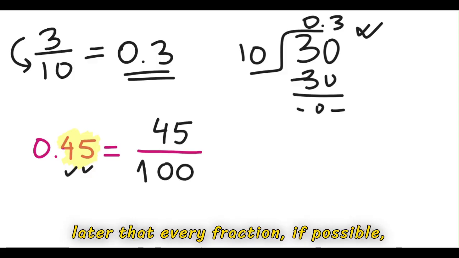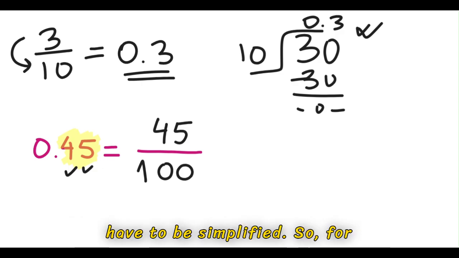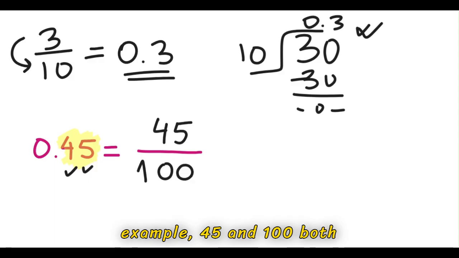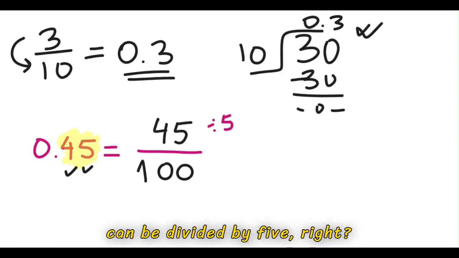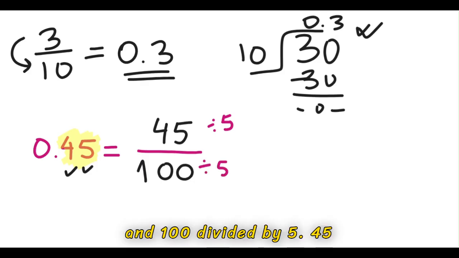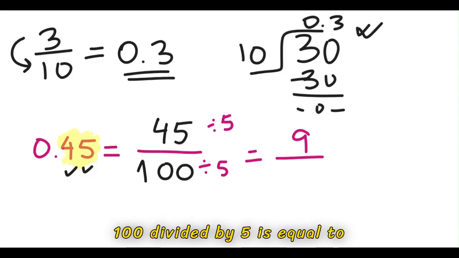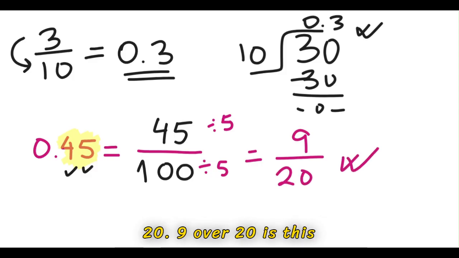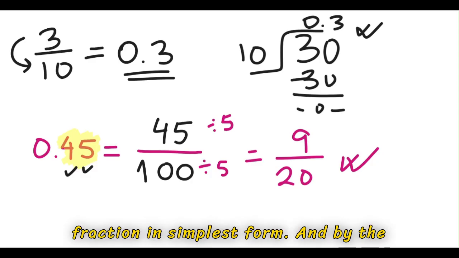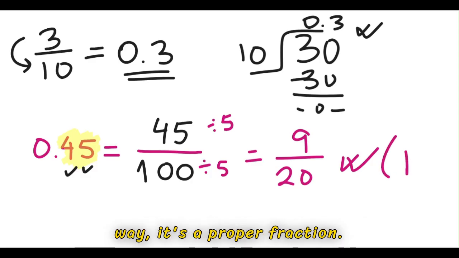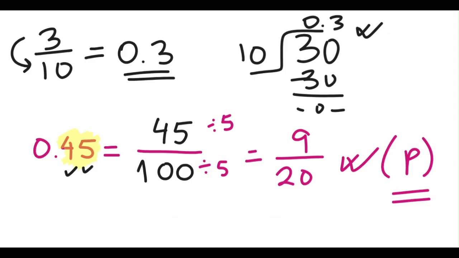Now, we will learn later that every fraction, if possible, has to be simplified. So for example, 45 and 100, both can be divided by 5, right? 45 divided by 5 is equal to 9. 100 divided by 5 is equal to 20. 9 over 20 is this fraction in simplest form. And by the way, it's a proper fraction.